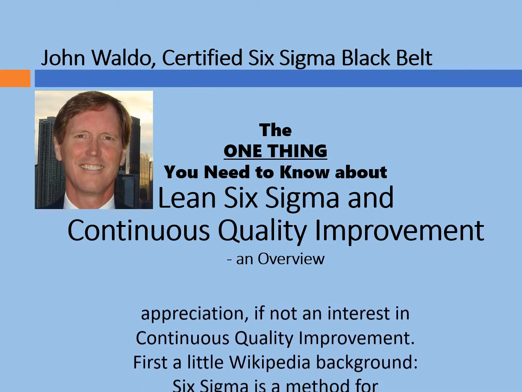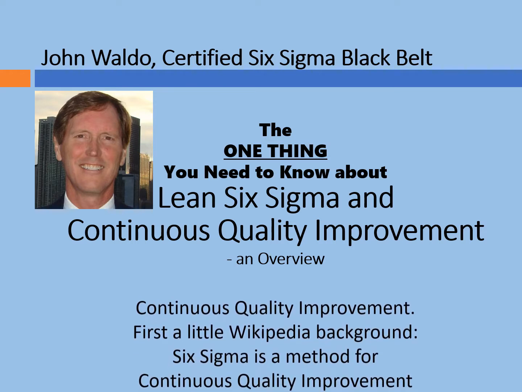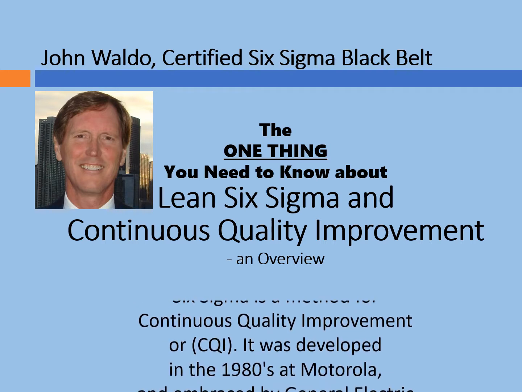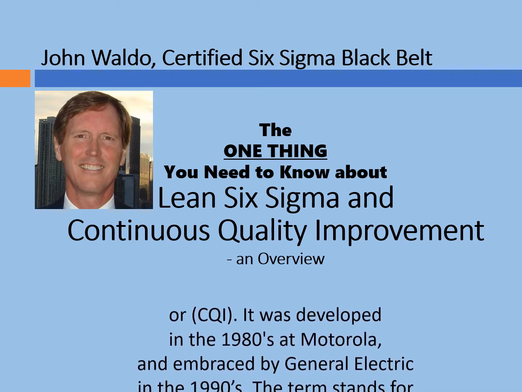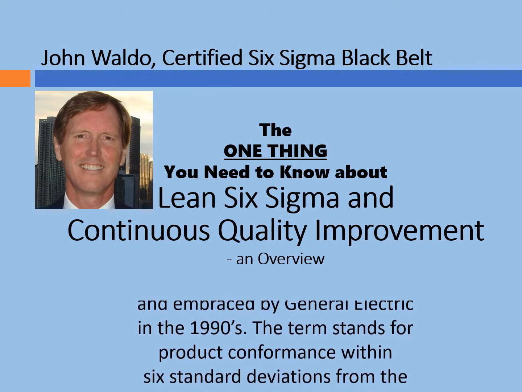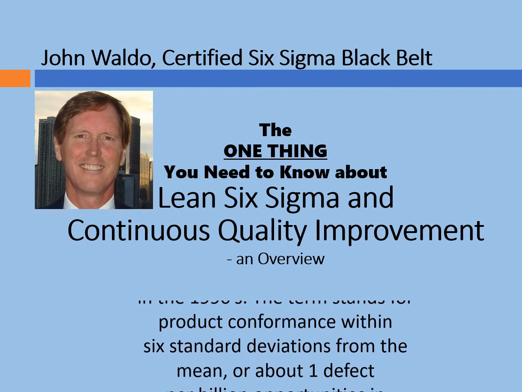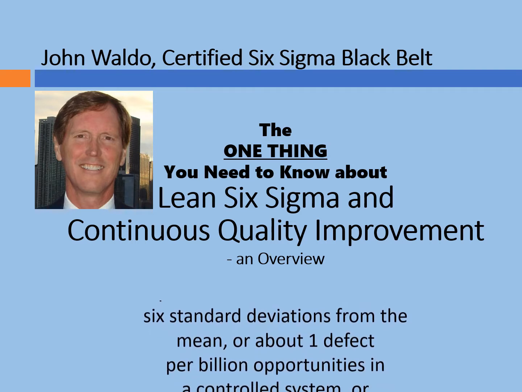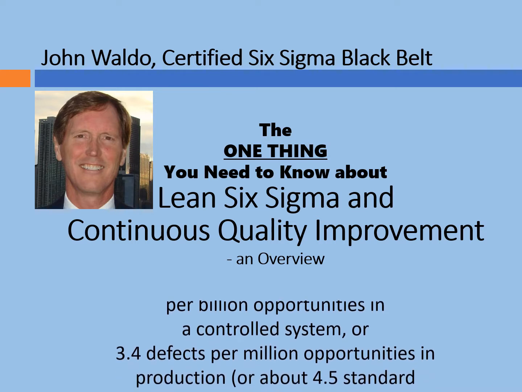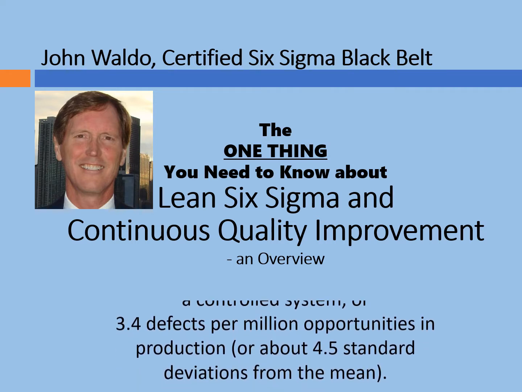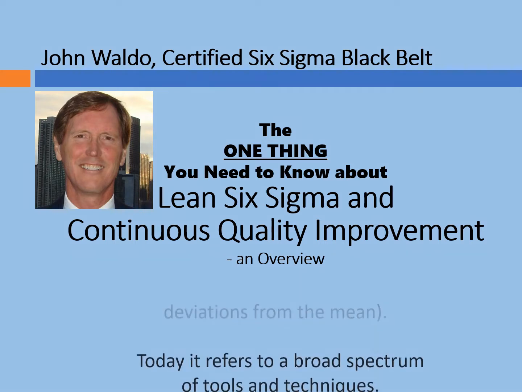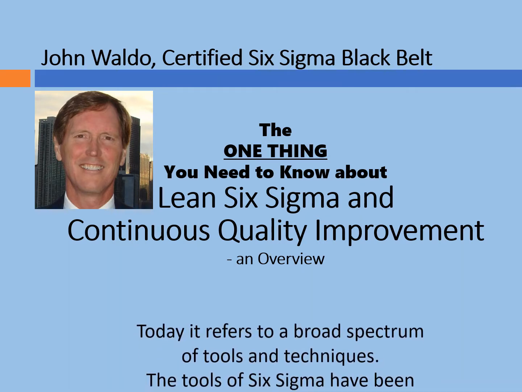First, a little Wikipedia background. Six Sigma is a method for continuous quality improvement, or CQI. It was developed in the 1980s at Motorola and embraced by General Electric in the 1990s. The term stands for product conformance within 6 standard deviations from the mean, or about 1 defect per billion opportunities in a controlled system, or 3.4 defects per million opportunities in production, or about 4.5 standard deviations from the mean. Today it refers to a broad spectrum of tools and techniques.